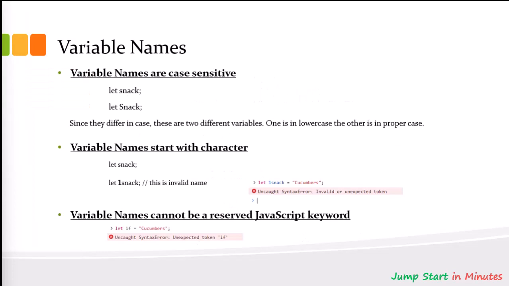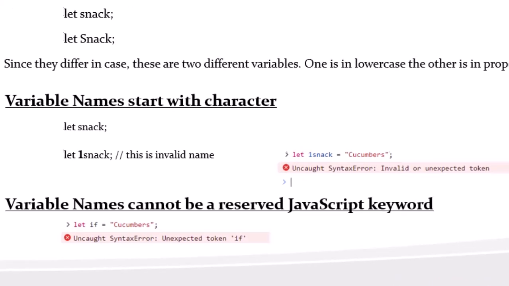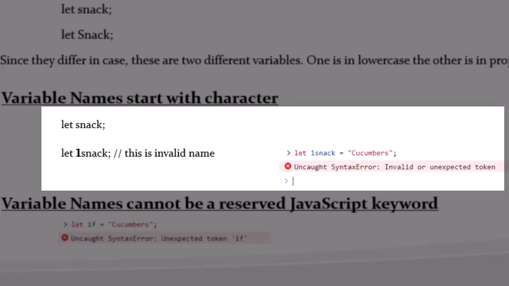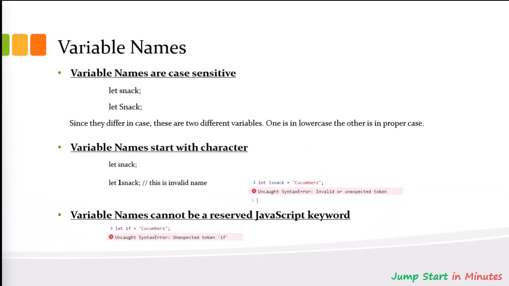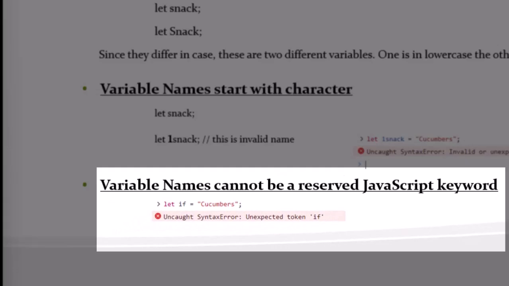Also, the names of variables in JavaScript must start with a character, and they can have numbers or symbols as part of their names as long as they do not start with a number. Also, please note that you cannot use JavaScript reserved keywords as variable names, like if, for example, which is a JavaScript keyword. We have not covered if yet, and that is exactly what we will cover in the next video.